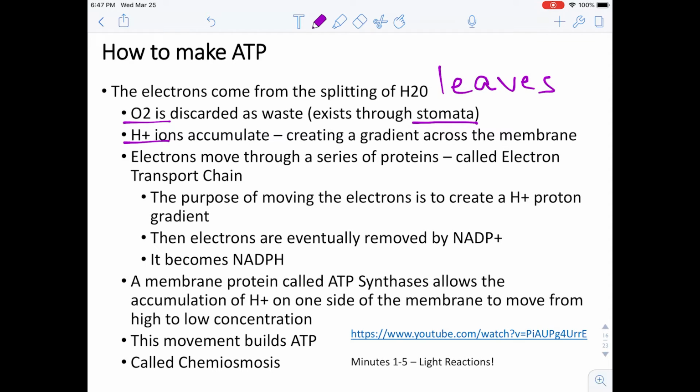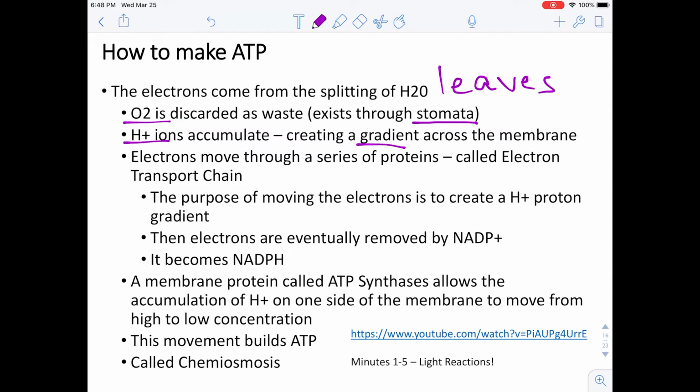We're going to start to accumulate hydrogen protons on one side, creating a gradient. So we're going to get a high number on one side and a low number on the other. And if you know anything, if you get a high on one side and a low on the other, you have a bunch of potential energy for movement. And that's what's going to drive the formation of the ATP.